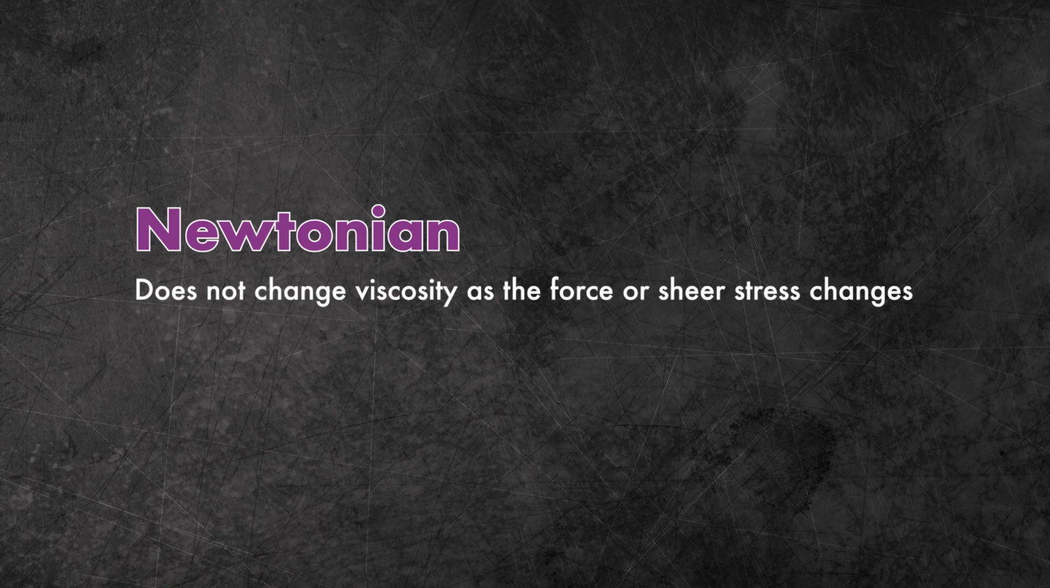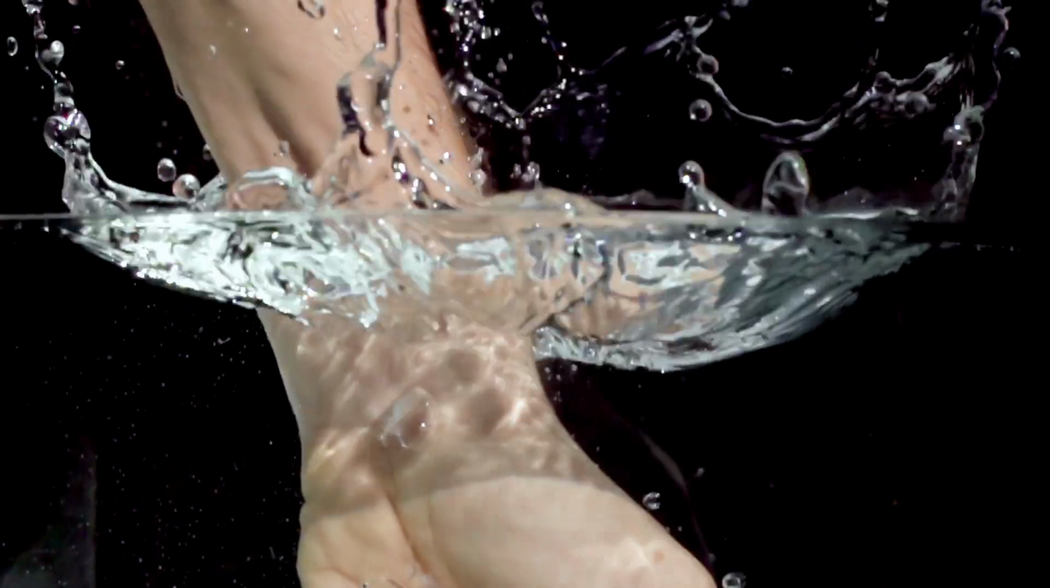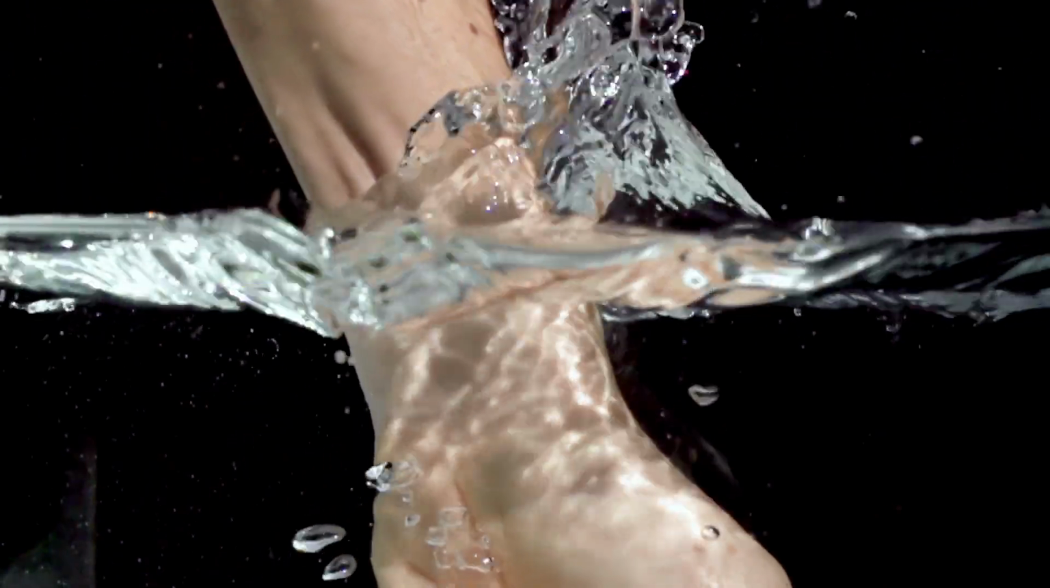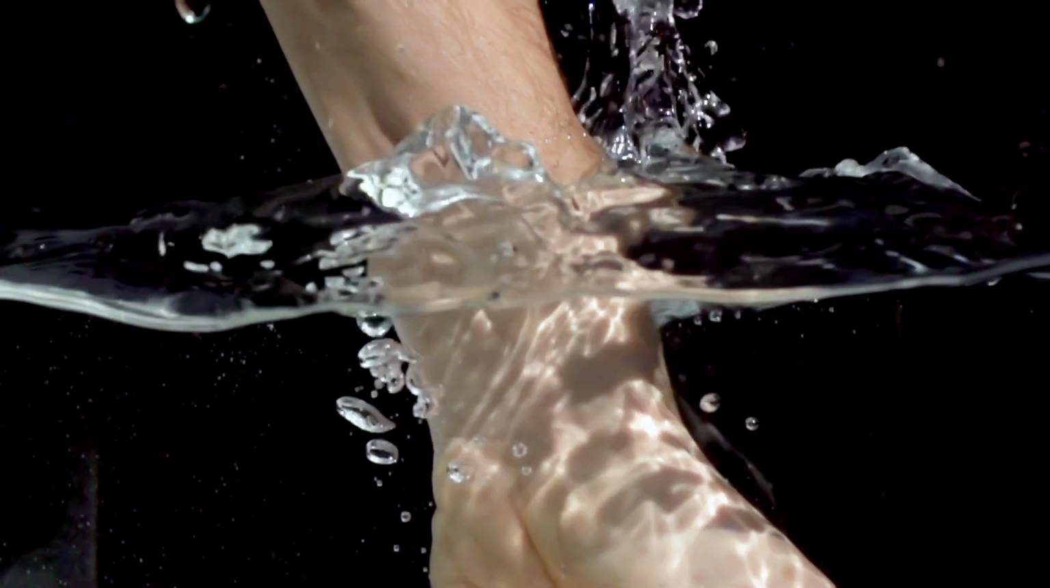Examples would be something like water. For example, if I had a bowl full of water and I were to apply a rapid force to that surface, you're not going to see the water immediately harden or thin. I can slap the water, it's going to splash everywhere. It does not change in viscosity.